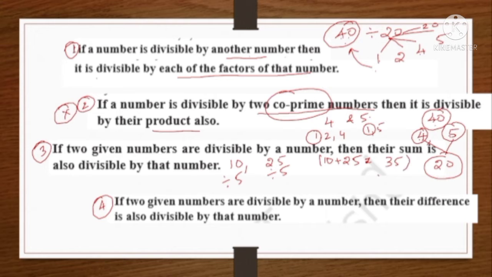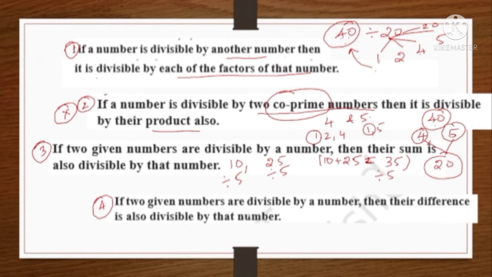So 35 must also be divisible by 5. If the two numbers are divisible by a number, then their sum must also be divisible by that number. இப்போ 10 ஒரு நம்பர் சூஸ் பண்ணிக்கோங்க, 25 ஒரு நம்பர் சூஸ் பண்ணிக்கோங்க. இந்த ரெண்டு நம்பரும் 5 டேபிள்ஸ்ல போகுது. அப்படி இருக்கும்போது இதோடைய டோட்டல் சம் பார்க்கும்போது அந்த 5ஆல டிவைட் ஆகும்.